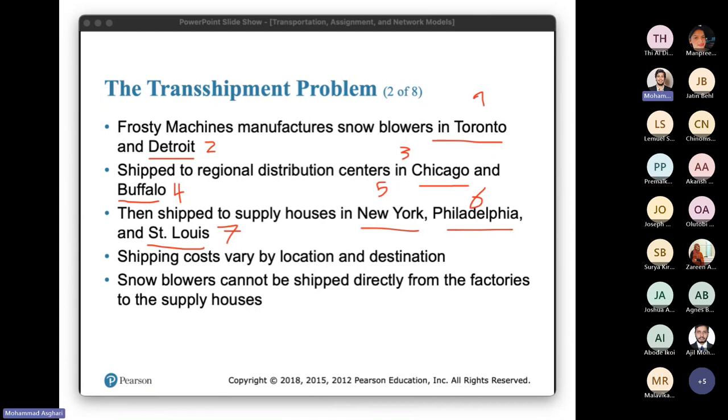So shipping costs vary by location and destination. Okay, so there is not a fixed cost. It really depends on where you are going to send these items and through which intermediate locations. So snowblowers cannot be shipped directly from, for example, factories in Toronto to destination points in New York. They should go to either Chicago or Buffalo, and after that be sent to destination points. And this is the idea, okay?